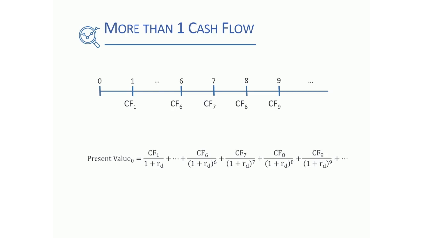And so the present value of the sum of all of those just takes each one of those cash flows and discounts each one individually the appropriate amount of times. So the first cash flow will be discounted once. And you see in my example here, the sixth cash flow will be discounted 6 years. The cash flow in year 7 will be discounted 7 years. The cash flow in year 8 will be discounted 8 years, and so on.